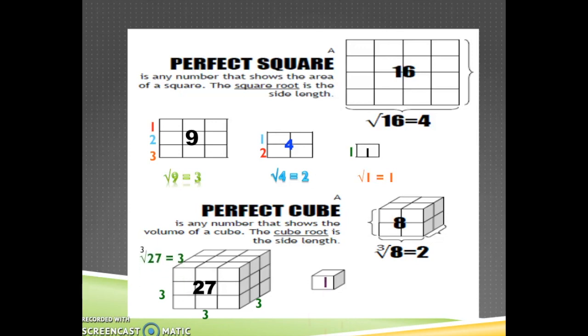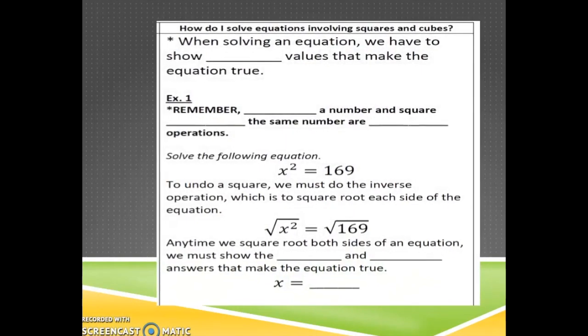Volume of 1. The side length is 1, 1 times 1 times 1. So the cube root of 1 is 1. Let's begin solving equations for our squares and cubes. When solving an equation, we have to show all the values that make the equation true.